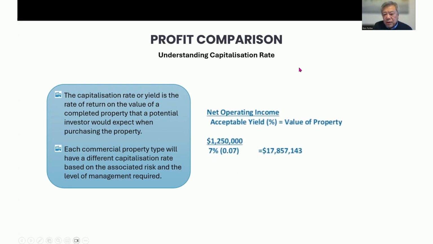So how does the formula work? If you look at it very carefully, it is the net operating income divided by the expected yield, and that will give you the value of your property. So let's say, for example, in the figures below, the net operating income is 1.25 million, which means that return is after all costs. Bear in mind, it's the net operating income, it's not the gross.